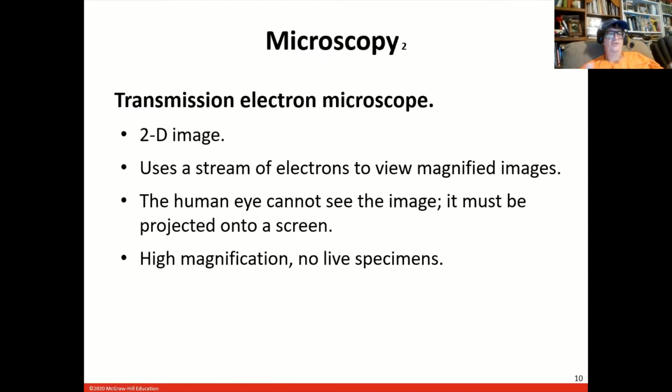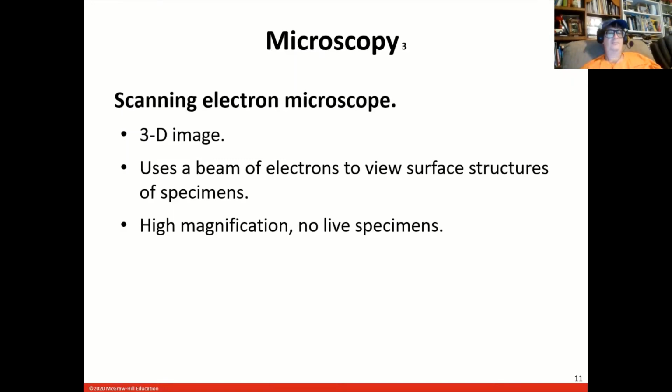So where your book is saying high magnification, no live specimens, it would be more accurate to say high magnification, uncommon to use live specimens now. Used to be impossible. Now some microscopes can. Anyway, let's move on. All right, a scanning electron microscope.